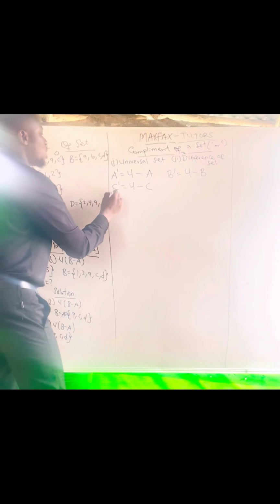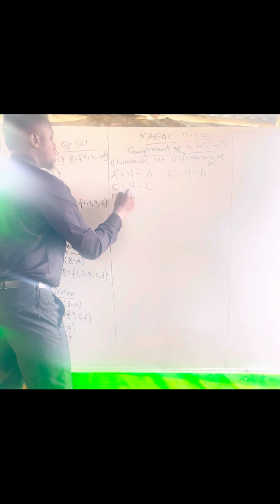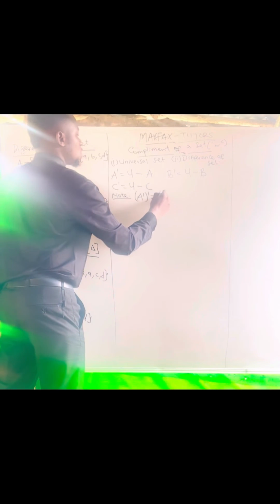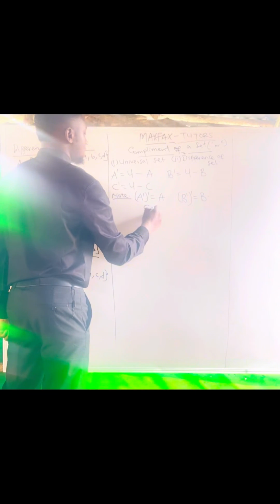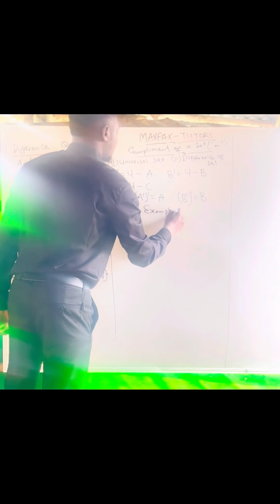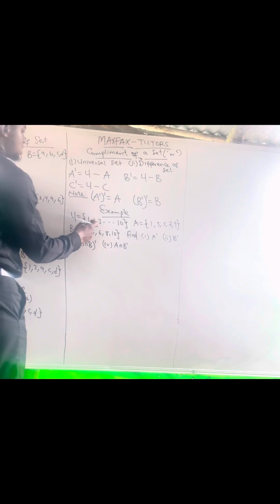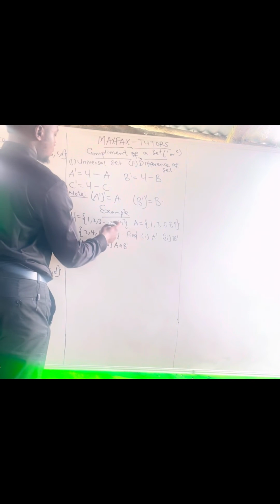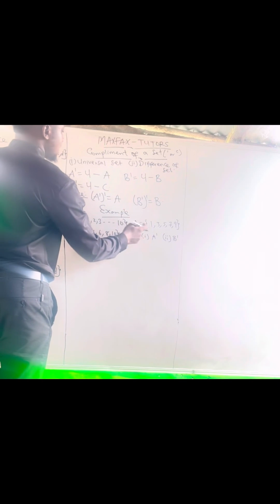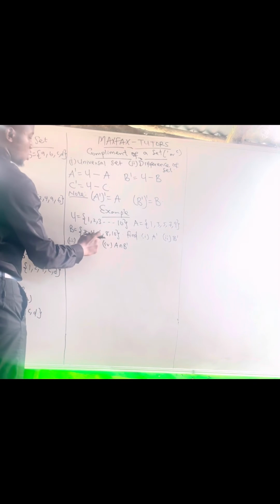But guys, I want to give you a hint that you have to know before we move on to examples. You have to know that your A complement complement will be equal to A. Also, B complement complement will be equal to B. Now let's move to an example, guys. Example. If universal set is equal to 1, 2, 3, 4, 5, 7, 8, 9, 10, set A is equal to this, set B is equal to this, find A complement, B complement, A intersection B complement, A intersection B complement. Now, let's write the solution.